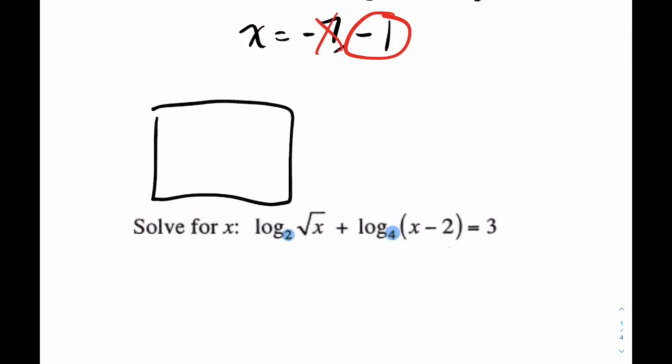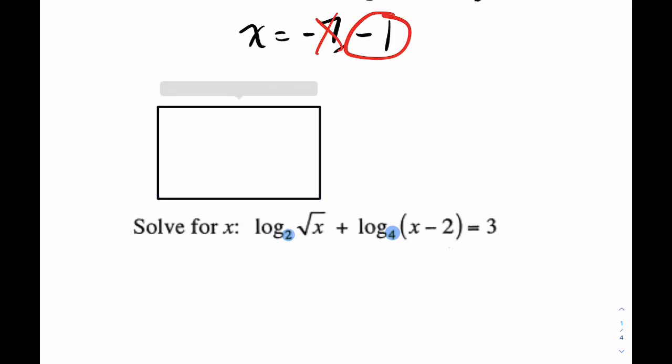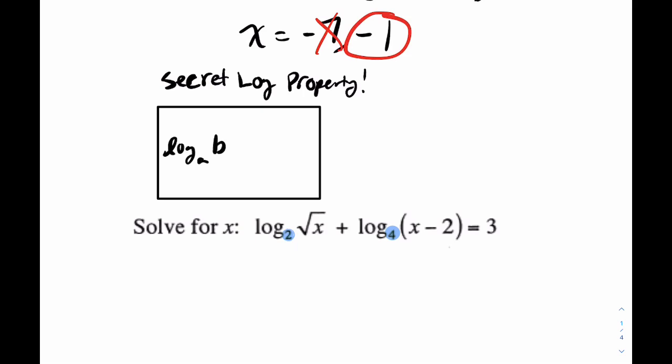Put a box right here. This is going to be a secret log property. So don't tell anybody. If you have log base A of B, that's equivalent to log base A to the n of B to the n. So notice how you just have to raise both of these to the exact same number, and it stays equivalent. Now you might be wondering, like, how could that be possible?